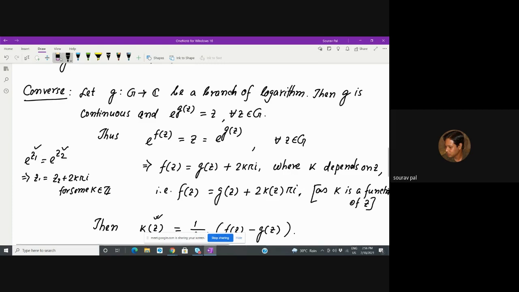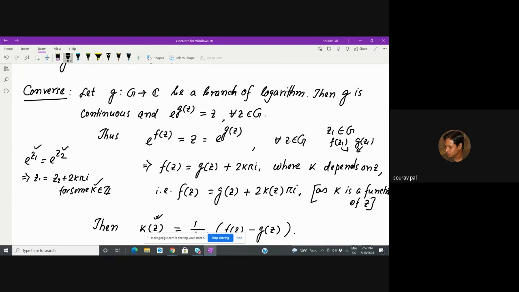Now, if you choose one particular point z1 from G, then you have f(z1) and g(z1). They are merely just two points, right? If you write e to the f(z1) is equal to e to the g(z1), then this f(z1) and g(z1) are just two points, and corresponding to those two points you have a particular k.